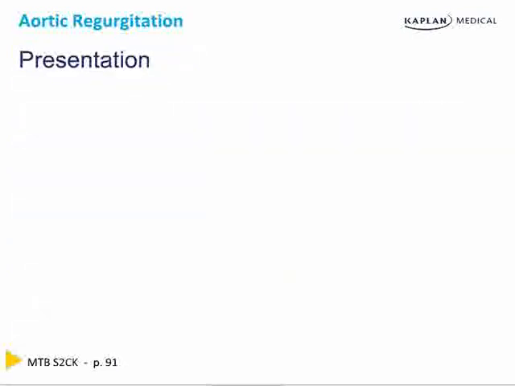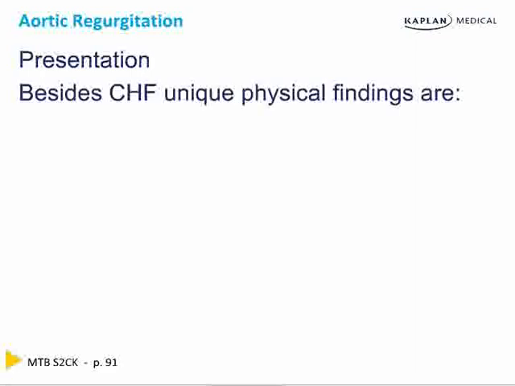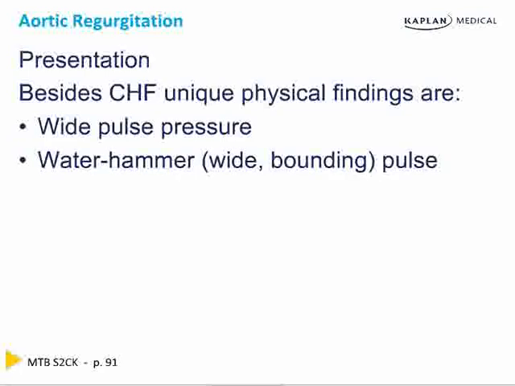There are several unique physical findings for aortic regurg that are indispensable for you to know. Besides congestive heart failure, the unique physical findings: wide pulse pressure. The pulse pressure goes up because a lot of the blood has to regurgitate backwards, so you can end up having a systolic of 150 and 160 and a diastolic of 50 or 60. That's huge. The pulse pressure goes from the normal 40 to 60, 70, 80, 100, and that's felt as a water hammer pulse.